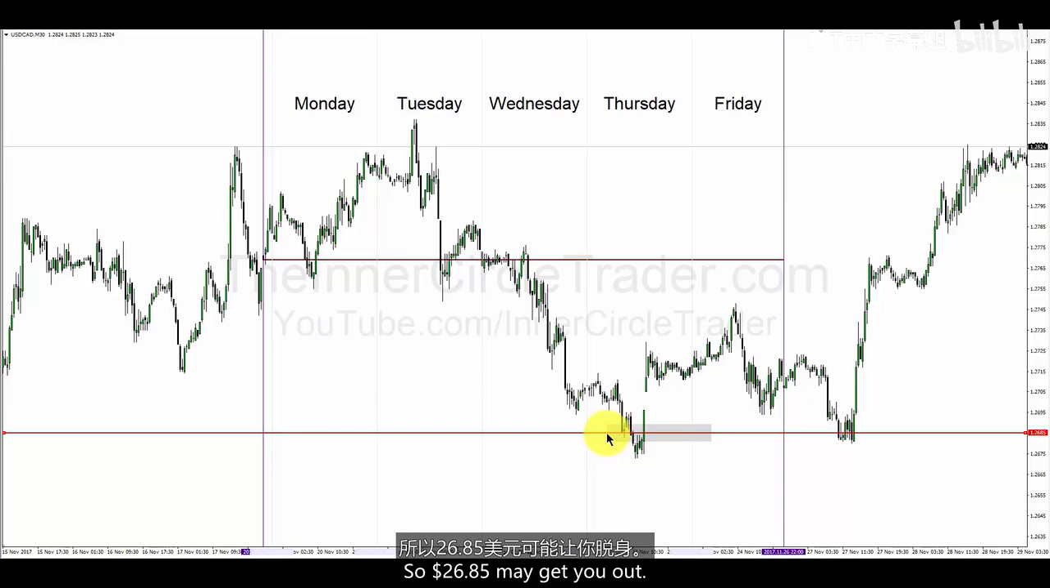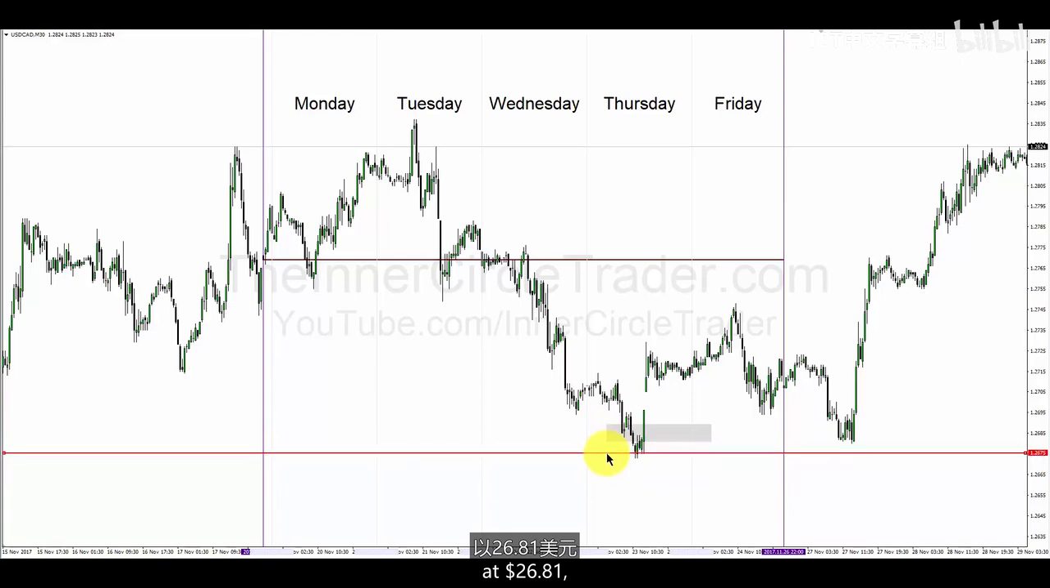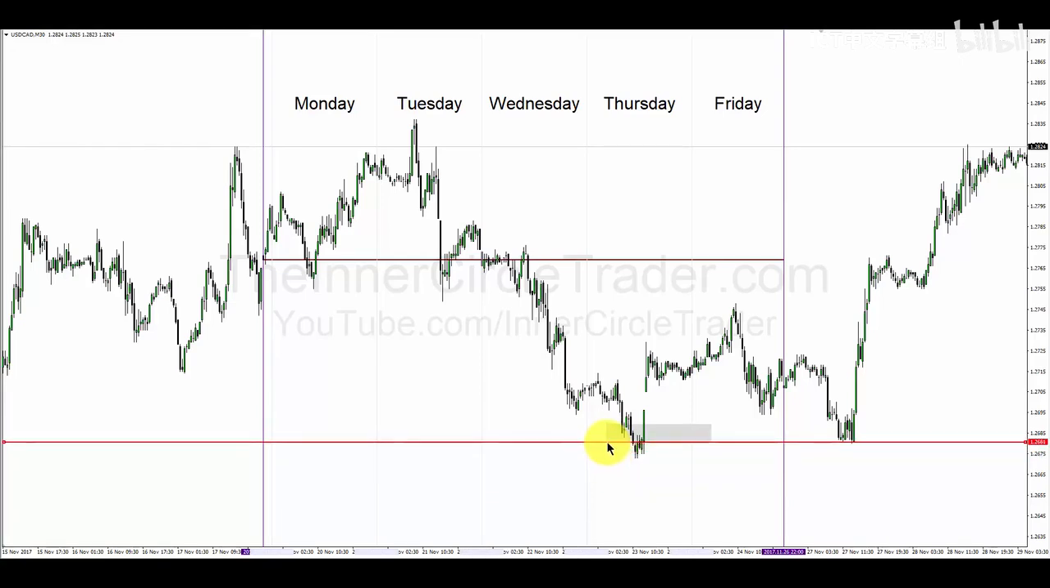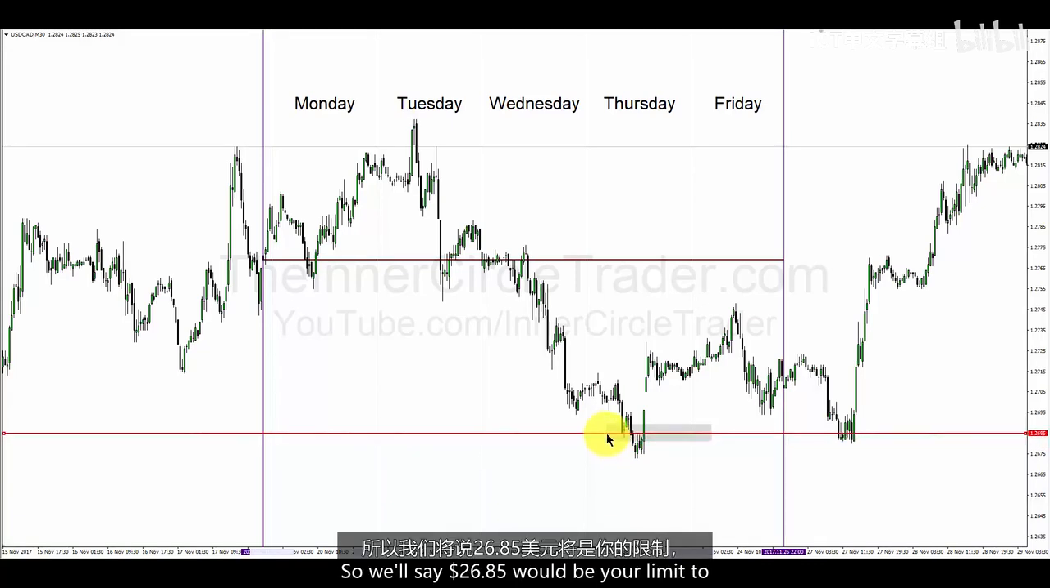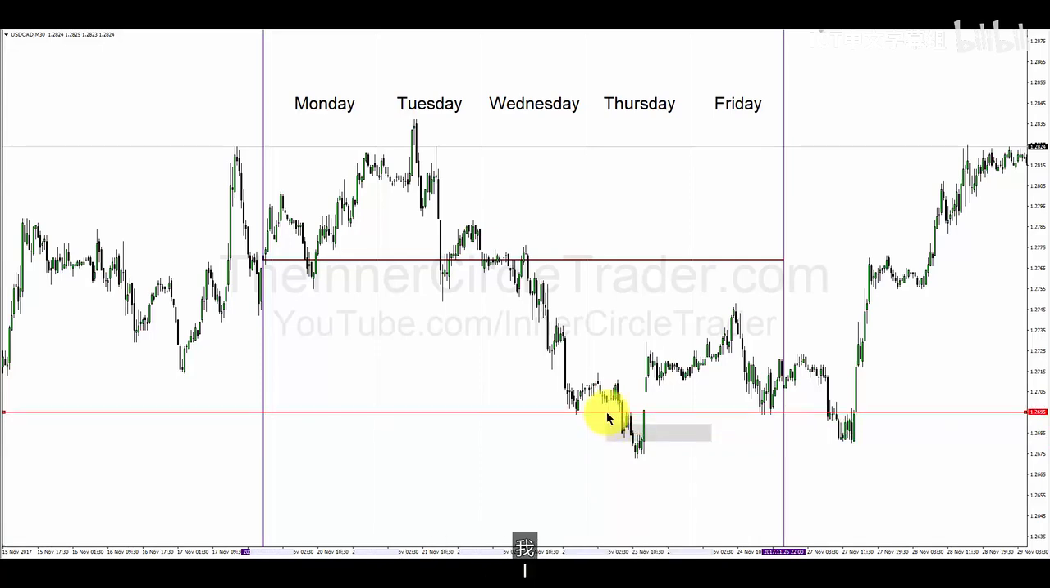Okay, so 126.85 may get you out if it trades at 126.81. You think it's going there, and you want to cover, you've got to add your spread to that. So we'll say 126.85 would be your limit to get out. I want to be out before that. I want to be out at 126.95.